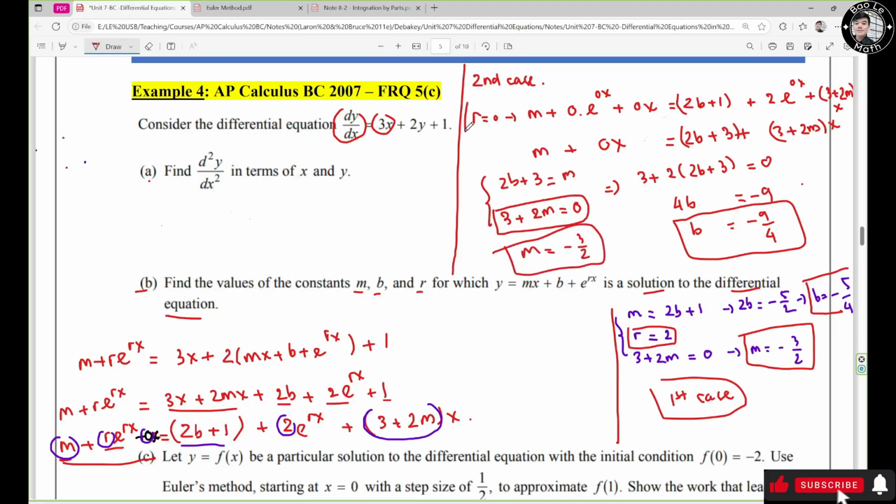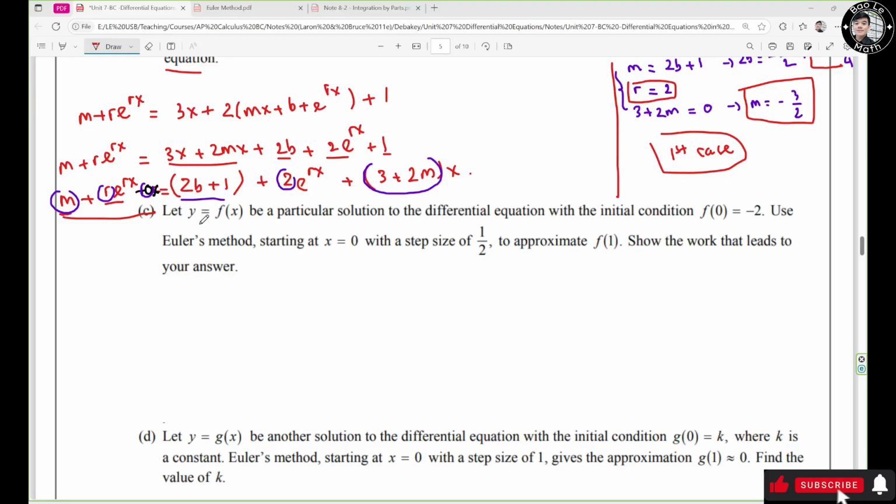Right? And r equals 0, right? So the second case, r equals 0, m equals -3/2, and b equals -9/4. The first case, you have r equals 2, m equals -3/2, and b equals -5/4.